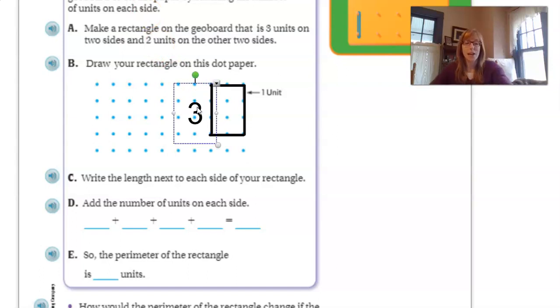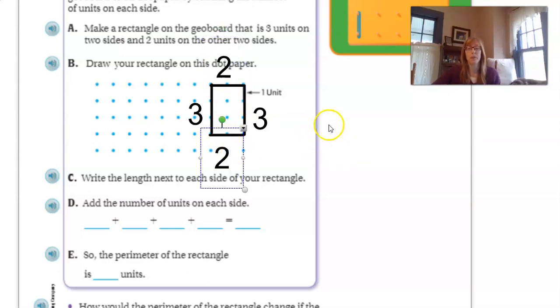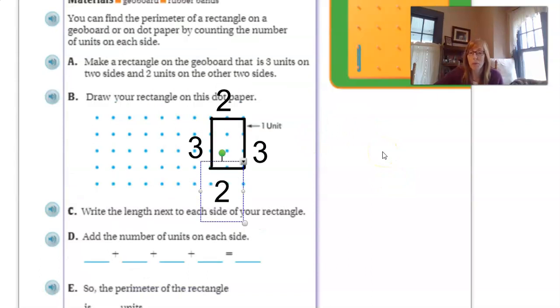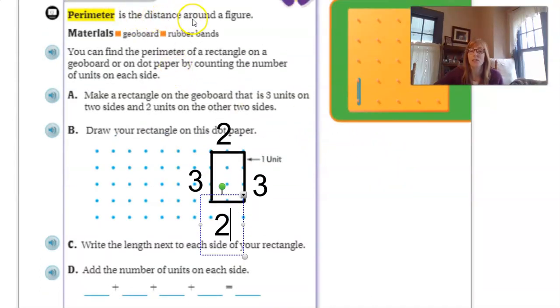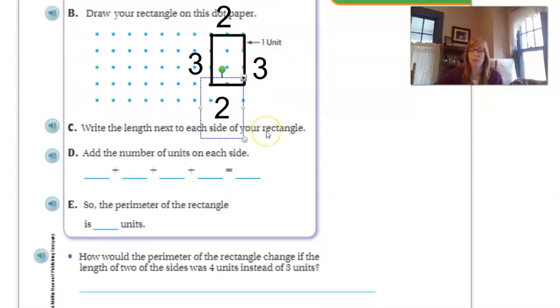Now, we know that this side has 3. We know this side has 3. We know this side up here has 2. And we know this side down here has 2. And we know that perimeter is the distance around a figure. So let's say we're talking about your backyard, okay? And so maybe your fence goes 2 feet on this side, 3 feet on this side, 2 feet on this side, and 3 feet on this side.